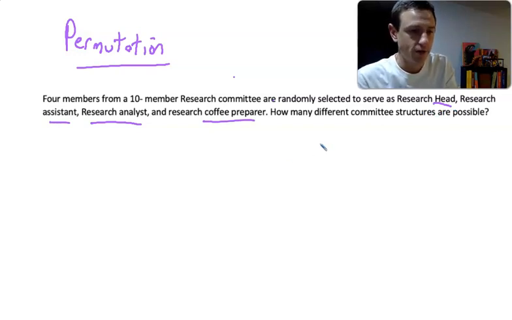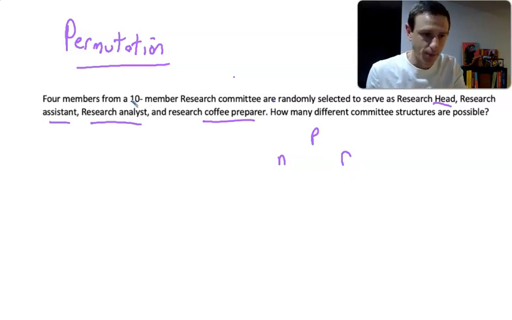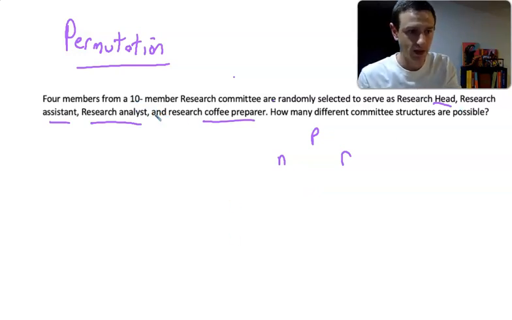And the reason it's a permutation is because a permutation is the number of ways that we can order our objects from n objects. So if we have 10 people to pick from, we want to take a group of 4 of them and give each of those people a specific task. So as a permutation.